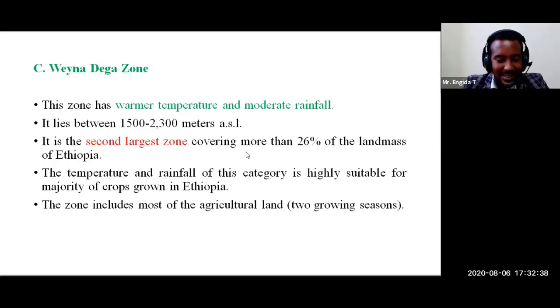Any part of Ethiopia within this altitudinal extent is grouped under Daga region. In terms of total area coverage, this region covers nearly 26% of the total area of Ethiopia. As a result, this region is the second largest agroclimatic region in Ethiopia. Okay, next to Kola region. The temperature is warmer than Daga and Daga, but cooler than Kola and Baraka. Okay.